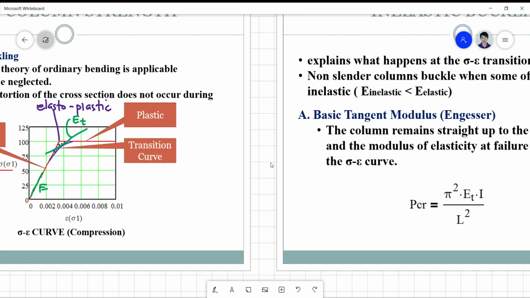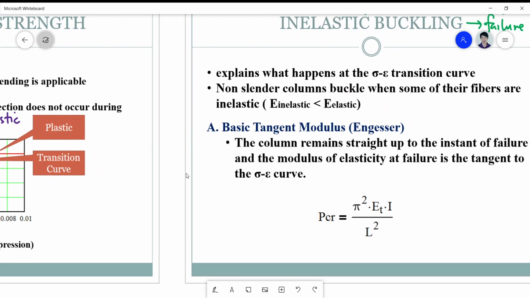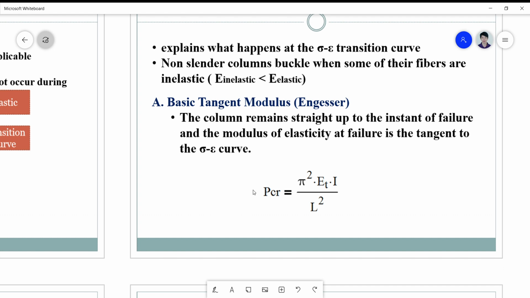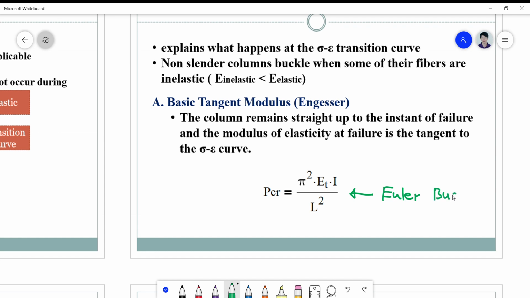So there is a value of modulus of elasticity that failure will be initiated, and upon looking into the derivation of the Euler buckling load, which I discussed in a separate video, you will notice that the only difference between the two is that your E is considered the tangential modulus, or E tangential.